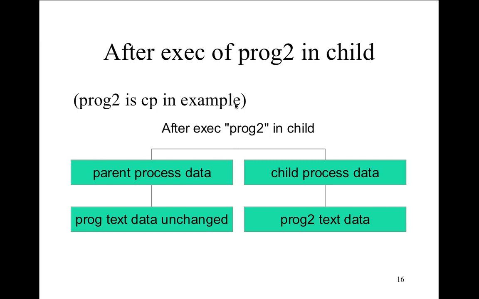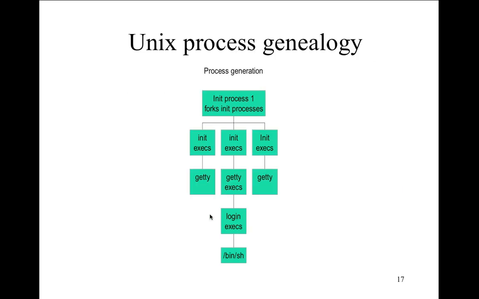So after execution of program number 2 in the child, program number 2 is a cp in this example, the copy command. After the execution, we have the parent process data, we have the child process data. We have program number 2's program text and data here unchanged. We have multiple different threads running in this one process that's executing different things, that's being managed by the process, long story short. Here's our Unix process generation.